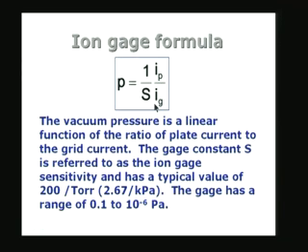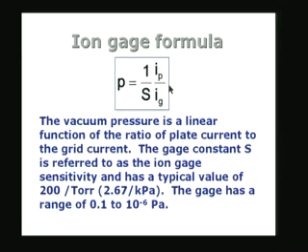The vacuum pressure, as you can see here, is a linear function of the ratio of plate current to the grid current. Therefore, you have to measure the plate current, measure the grid current, and take the ratio. Of course, this can all be done electronically, multiply by 1 over S, and what you see in the meter will indicate directly the pressure in so many micrometers of mercury. The gauge constant S is also called the ion gauge sensitivity, and a typical value is 200 per torr. The unit of pressure used is torr, 200 per torr, or it will be given as 2.67 per kilopascal. The gauge has a range from 0.1 to 10 to the power of 9 pascal. This is the range of pressures which it can measure.